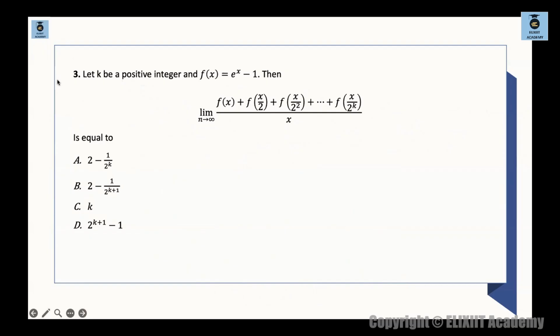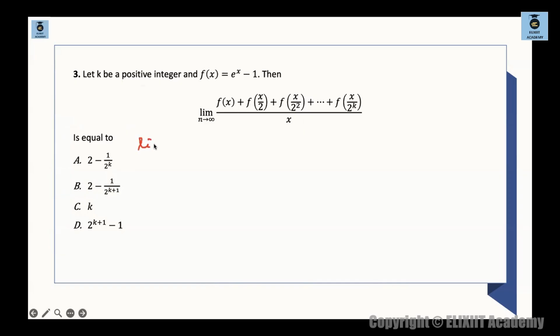The next question says, let k be a positive integer and f(x) is e raised to the power of x minus 1. Then we have to find the value of this particular limit: f(x) plus f(x/2) plus f(x/2^2) and so on, up to f(x/2^k), all divided by x. This is a very simple, direct format based question.